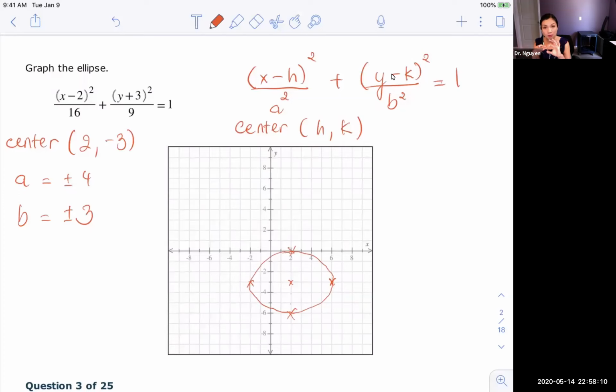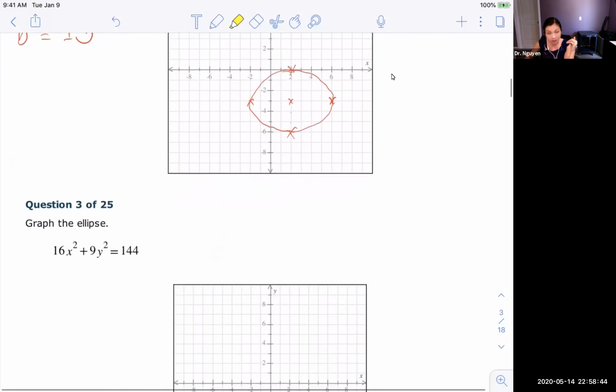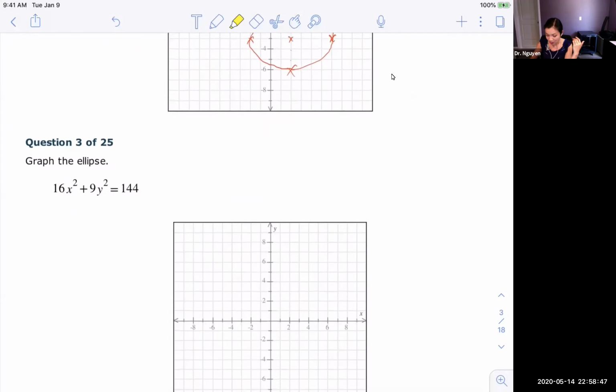So the most important thing of ellipse, like I said, is the center. But you need to make sure of one thing. When it comes to ellipse, the standard form, you need one. That one right there. Otherwise, you end up with a circle. So make sure the equation equals 1. The equation has to equal 1. Okay, so the next problem you see right here, I do not have the equation equal to 1.